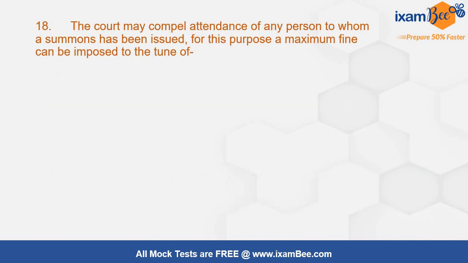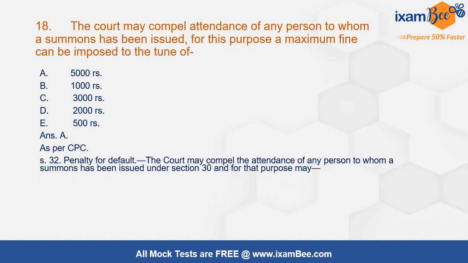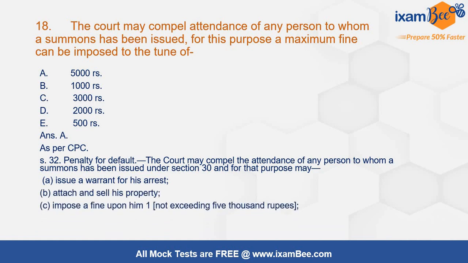Court may compel attendance of any person to whom a summons has been issued. For this purpose, a maximum fine can be imposed to the tune of 5,000, 1,000, 3,000, 2,500. Now, is there any such fine fixed? Yes, it has been fixed as per section 32 of CPC. Penalty for default has been discussed. The court may compel attendance of a witness, and for that a fine not exceeding 5,000 rupees has been fixed. That is provided under section 32 clause C.